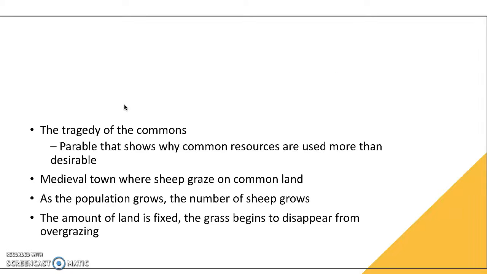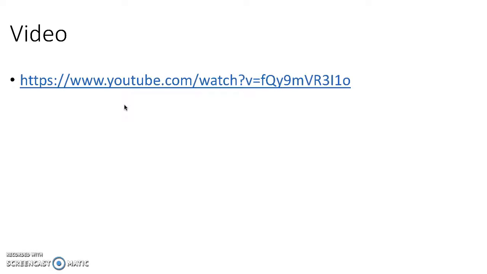The tragedy of the commons is a parable that shows why common resources are used more than is desirable. The textbook talks about a medieval town where sheep graze on common land. The population grows, the number of sheep grows, and the amount of land is fixed, so the grass begins to disappear from overgrazing. There are some additional examples shared in the textbook about common resources, from a national standpoint, and more theory and relevance as to how that looks.